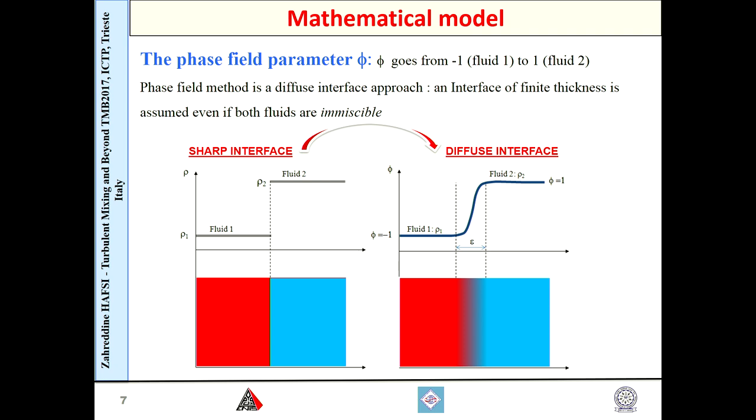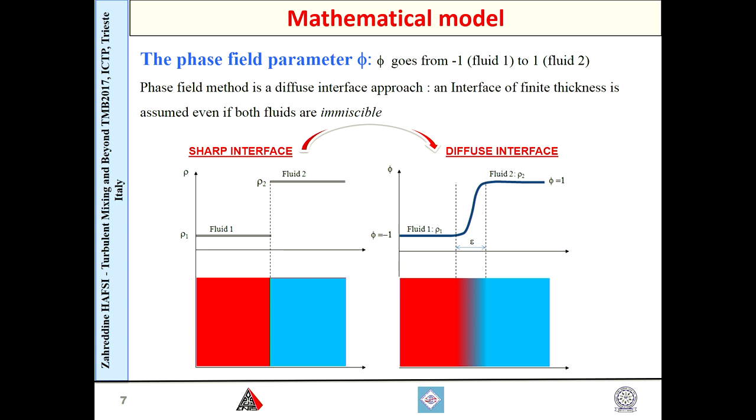Why is it a diffuse interface method? Because in reality, when you put two immiscible fluids, fluid one and fluid two, a sharp interface is seen between them. That means if we go from fluid one to fluid two, the transition will be abrupt from rho one to rho two. But this is not very useful numerically. So we assume a diffuse interface model.